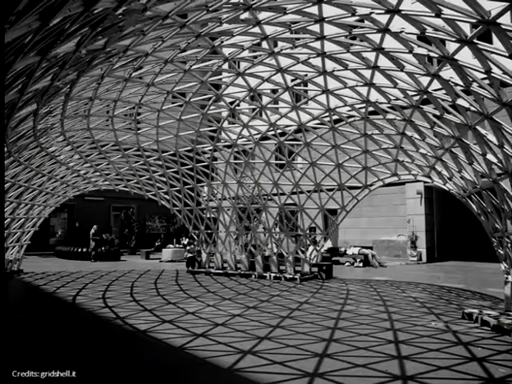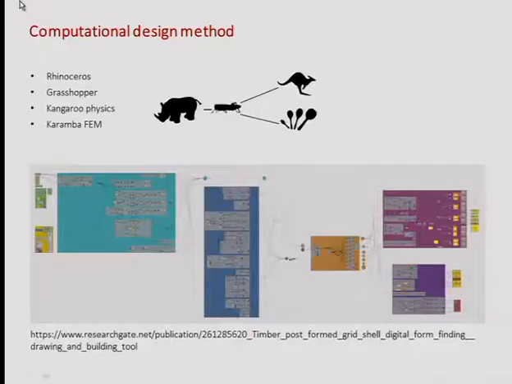This is the Faculty of Architecture in Naples. It was done by 2 master students who developed a tool with Kangaroo to design these shapes, so not to do it by means of a physical model, but to do it numerically. And then Rhinoceros, Grasshopper, Kangaroo for the form-finding part, so the physics, and Karamba is a tool, a finite element analysis, to run the structural calculation.